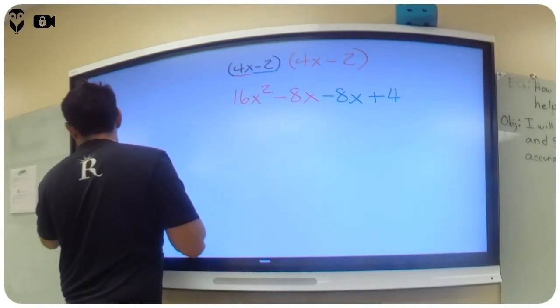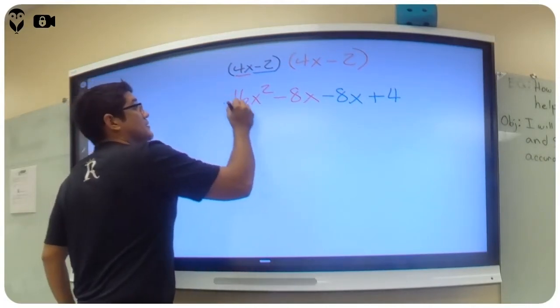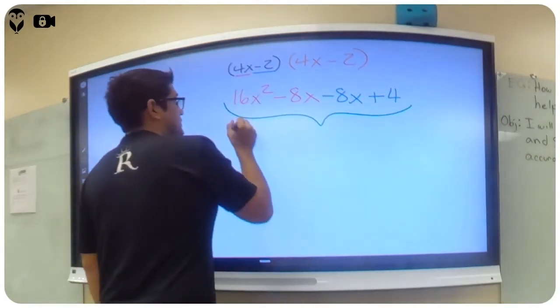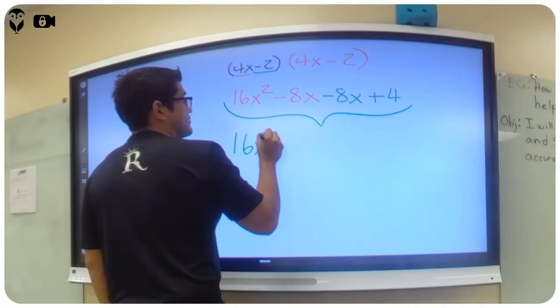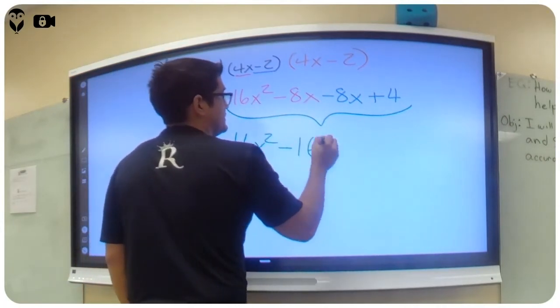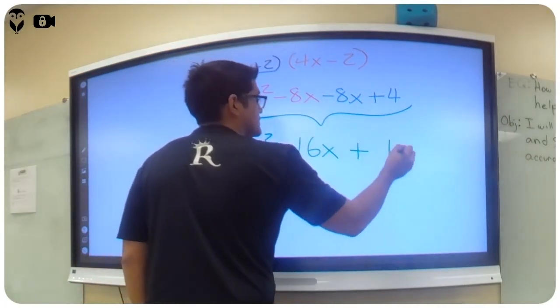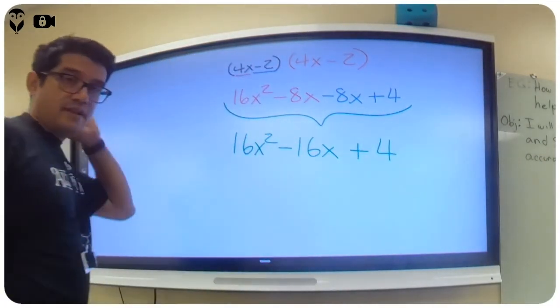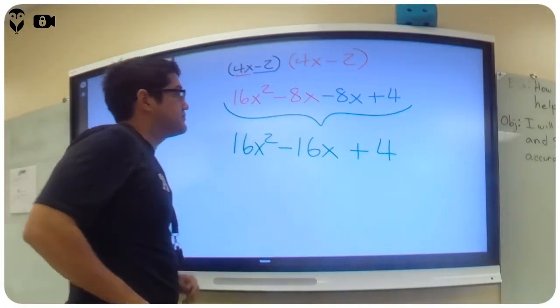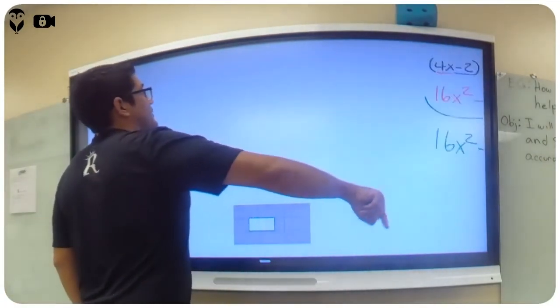Now we're going to combine like terms, and that's going to make 16x squared minus 16x plus 4. And we're done. That is the final answer. All right, I think we have one more.